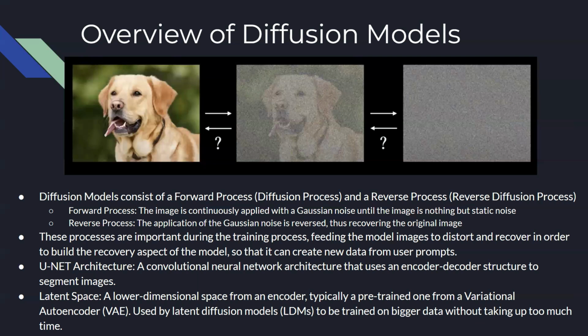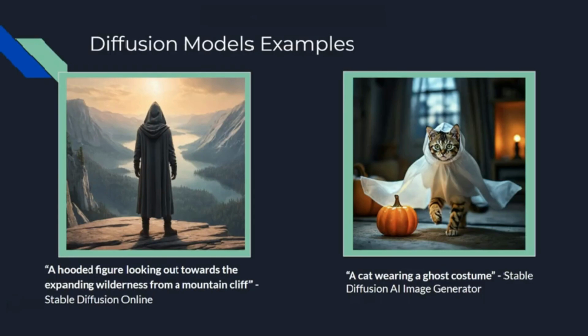Furthermore, we have something called a latent space. It's a lower dimensional space for an encoder, typically a pre-trained one from a variational autoencoder, also known as a VAE. It's used by latent diffusion models, or LDMs, to be trained on bigger data without taking up too much time.